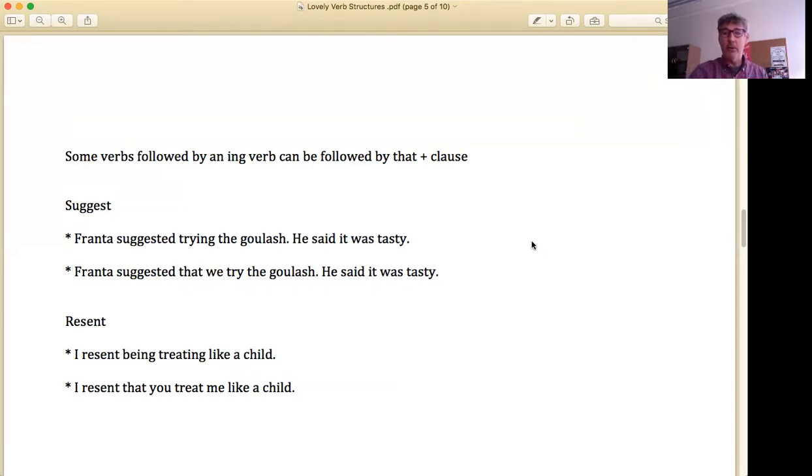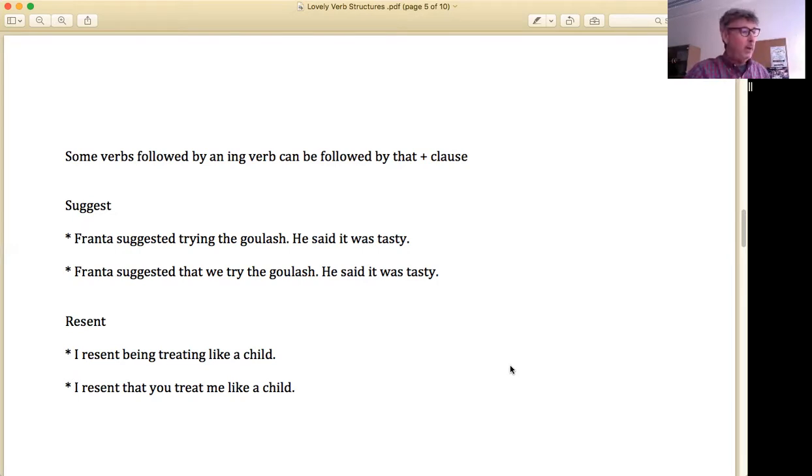So there we have the clause, and notice the clause is that we try. It's different, the grammar's a little different. And there's another example with resent. And again, in your Michael Vince book, it's this list here that has these verbs, these gerund verbs, or verbs that use a second gerund verb, that some of them will have a little asterisk next to them, which allows you to take this clause and create it.